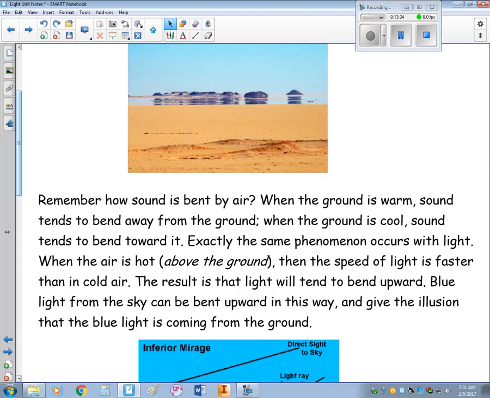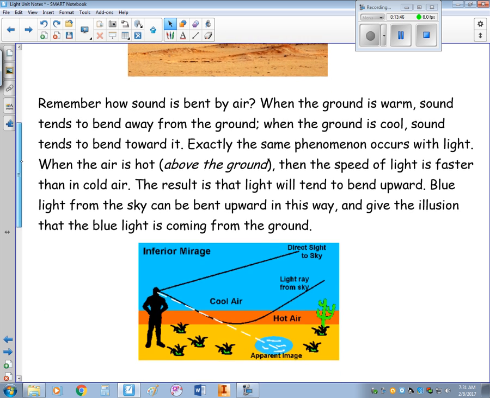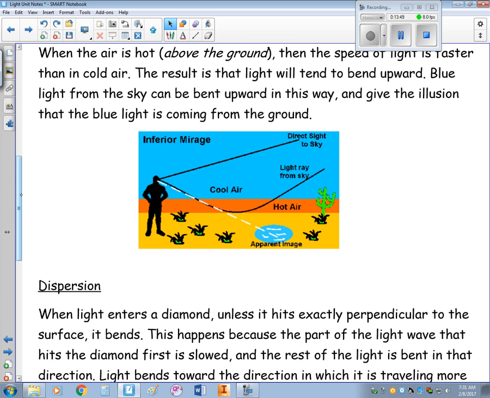So what happens then, it gives us the result that light is trying to bend upwards. Blue light from the sky can be bent upwards in this way as well, and it gives the illusion that there's some blue light on the ground. So here's what's happening for this mirage. We have really hot air close to the surface of the ground, and above it we have some cooler air. So when we have some light traveling in from the blue sky, when it enters this hot air, it speeds up. So it's bending towards the slow. So it bends back upwards.